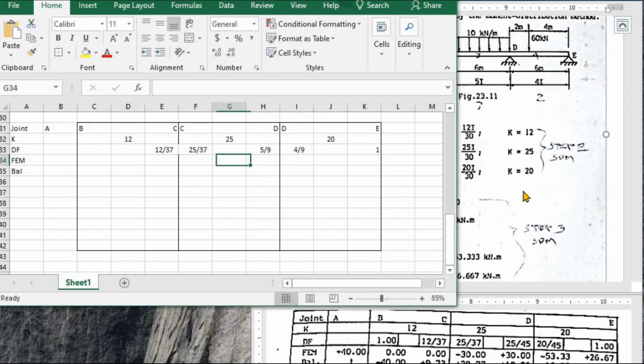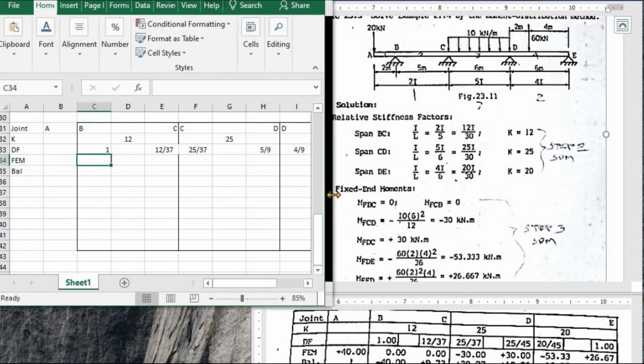Ganon din dito. So, we have equal sign 12 divided by summation 12 plus 0. It will still give you 1. Okay? Or you simply type 1. Next, for the fixed end moment. Yan yung mga sinolve natin kanina rito.